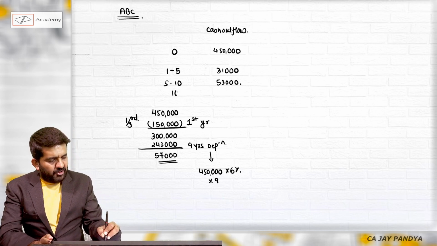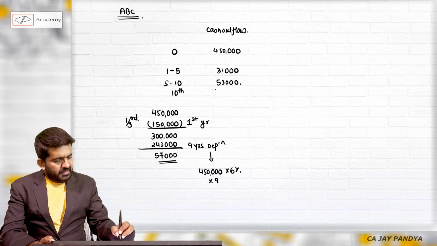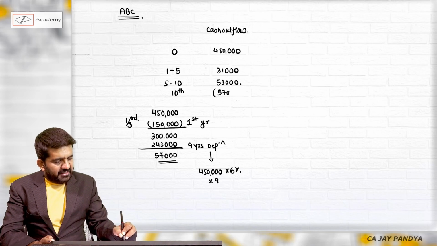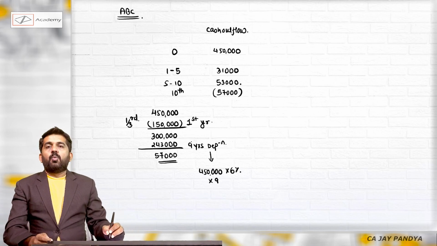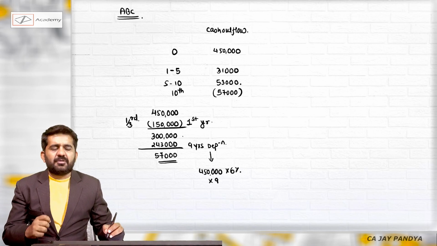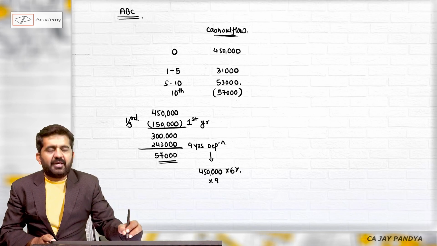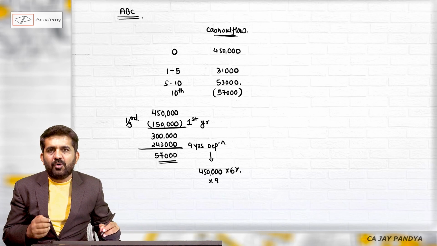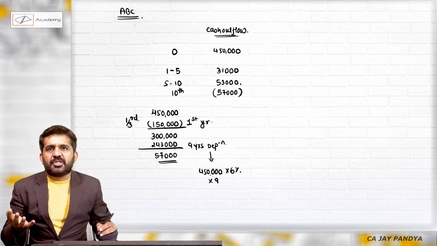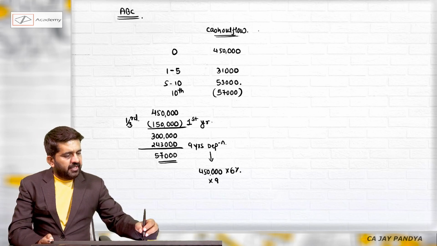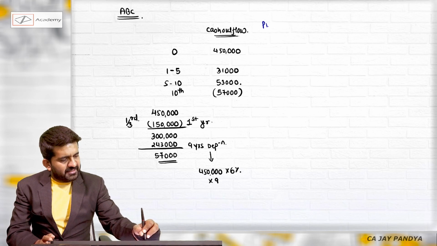So at the end of 10th year, negative 57,000. Why negative 57,000? Because my primary is cash outflow, so I am writing outflow as positive. Inflow I'll have to write as negative. I'll have to find out a present value at the rate of 12%.